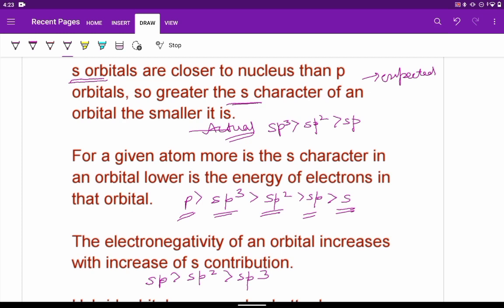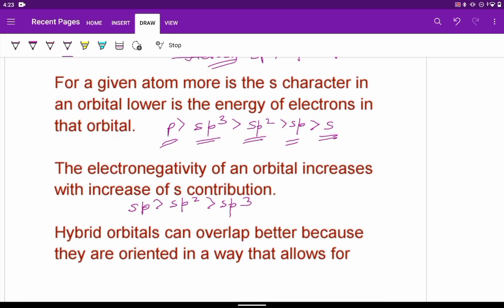Next, electronegativity. The electronegativity of an orbital increases with increase of s contribution. In case of sp, the s contribution is 50 and the p contribution is 50, so it is 1/2 s, 1/2 p. Whereas in sp2 it is 1/3 s and 2/3 p, and in sp3 it is 1/4 s and 3/4 p. So the electronegativity of the orbital will increase with increase of s contribution. So sp will have the highest, then sp2, then least in sp3.